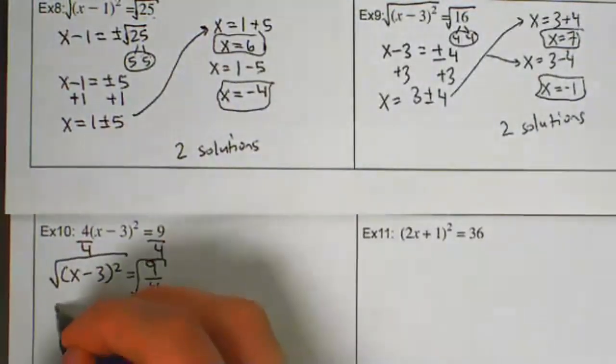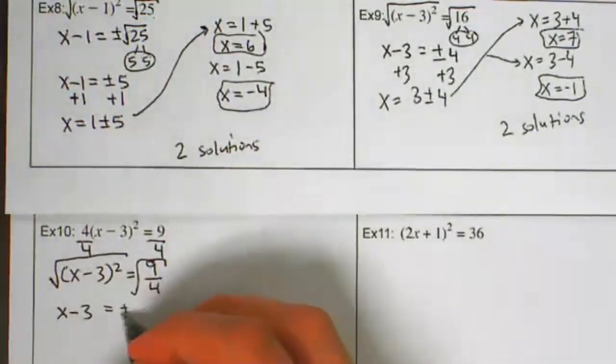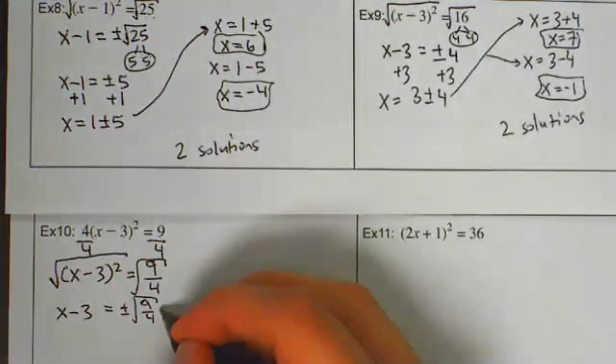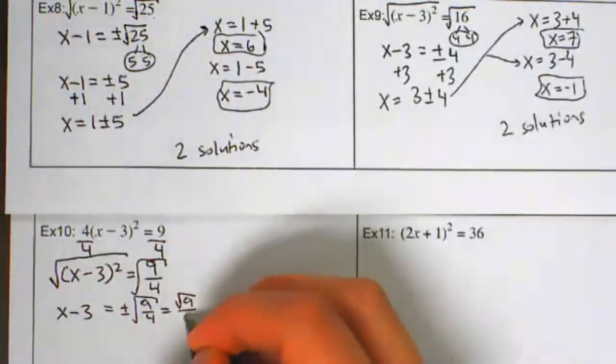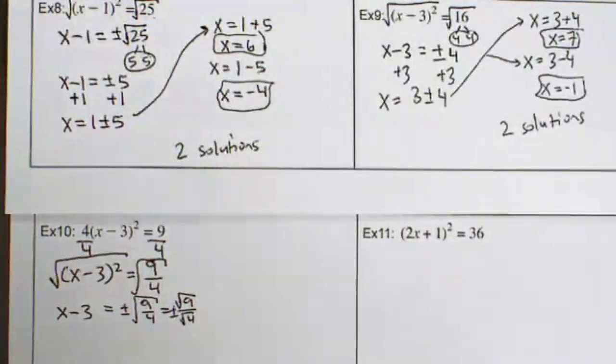So on our left side, we're just left with x - 3, which is pretty nice. And on our right side, we now have plus or minus the square root of 9/4. And you might be thinking, oh crap, how do I take the square root of a fraction? Well, square roots have an exceedingly useful feature, which is that we can say this is actually just the square root of 9 divided by the square root of 4. I should say plus or minus the square root of 9 divided by the square root of 4. And then you can treat each piece individually.